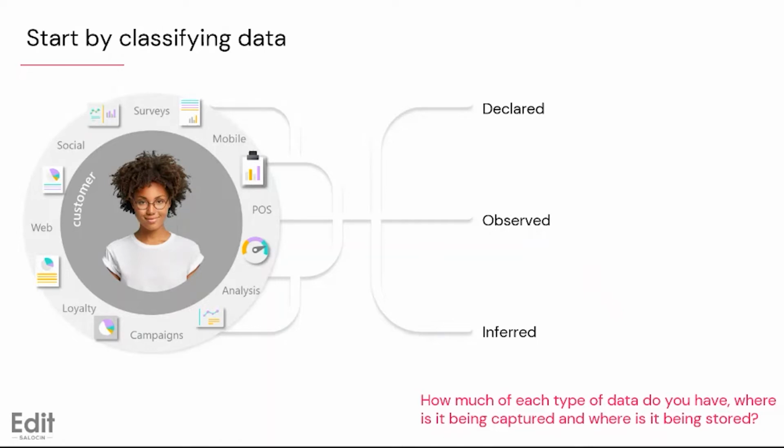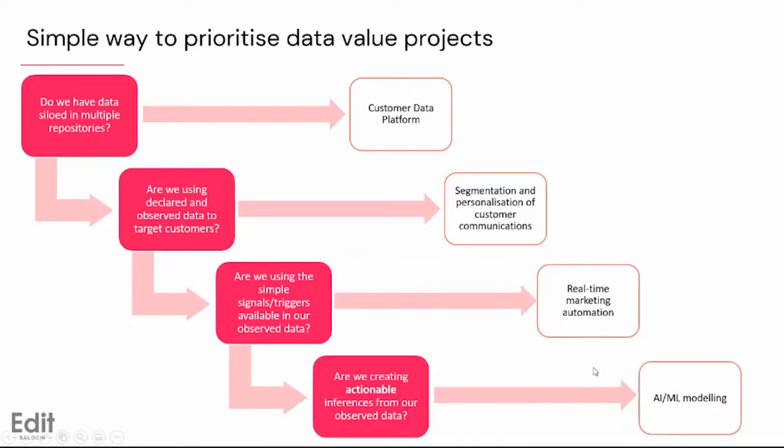When you've classified the data, we start to need to look at how much of each type of data do you have, where is it being captured, where is it being stored, and where is it being used. When you have the answers to those questions, we have a relatively simple way to prioritize which data projects are going to deliver the most value fastest.